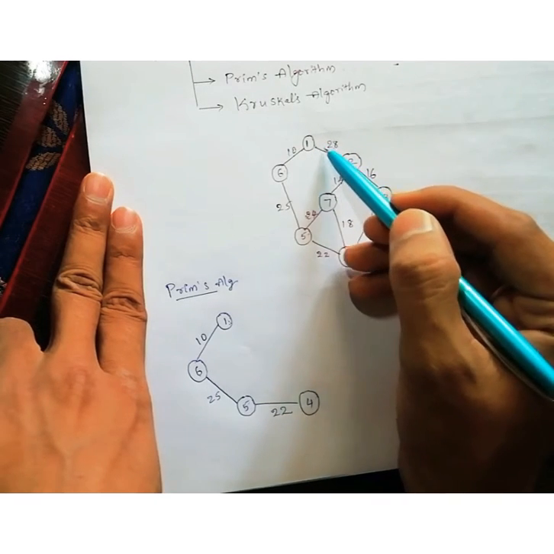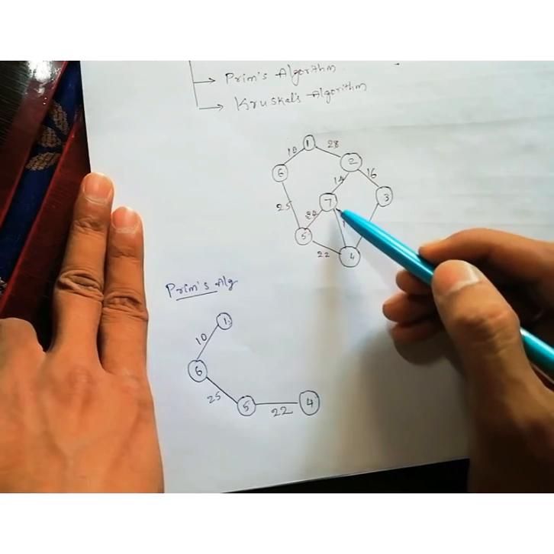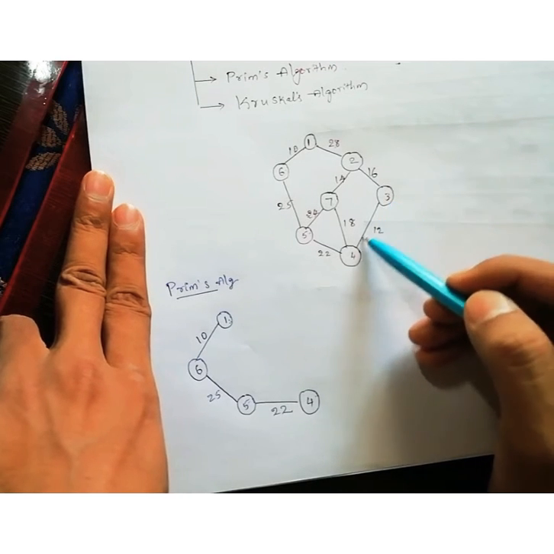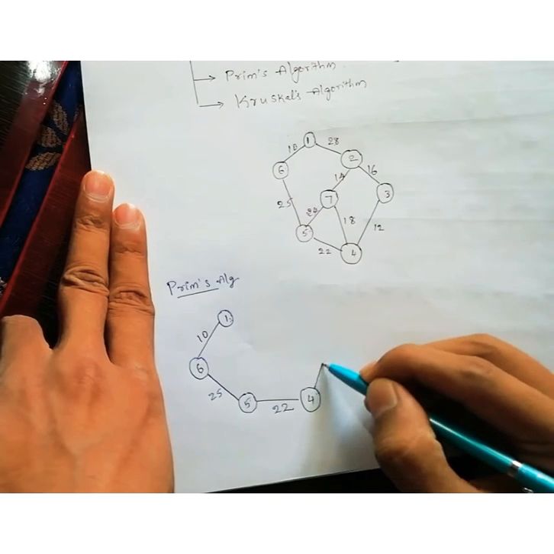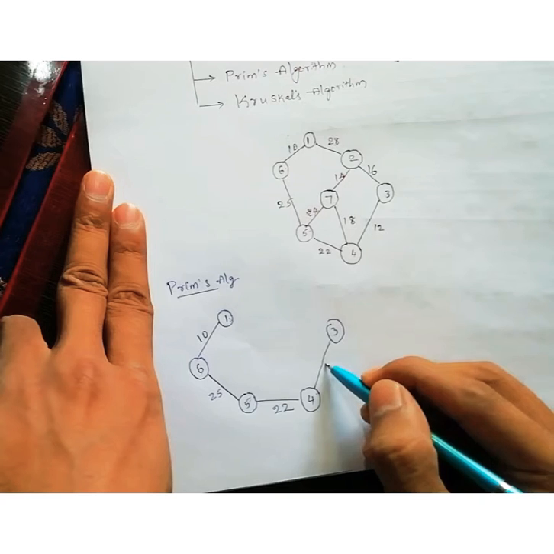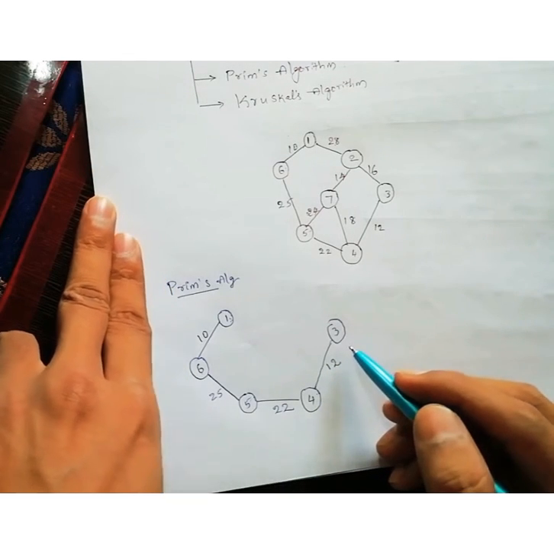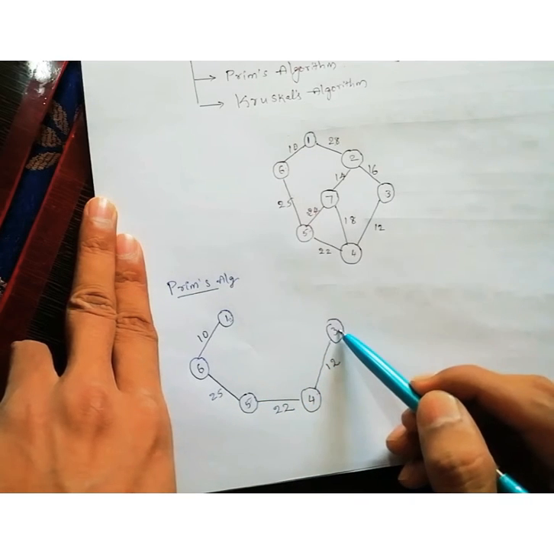So 1, 28, remaining 24, 18, 12. So which one is the least edge? 12. So I will consider this edge now. So from 4 to 3. What is the edge cost? 12. So next I have to see now the outgoing edges of 1, 5, 4, 3.